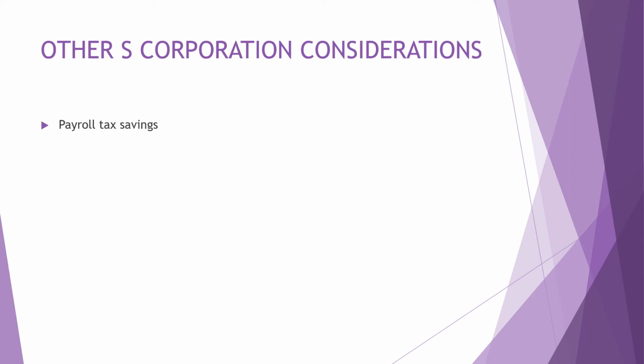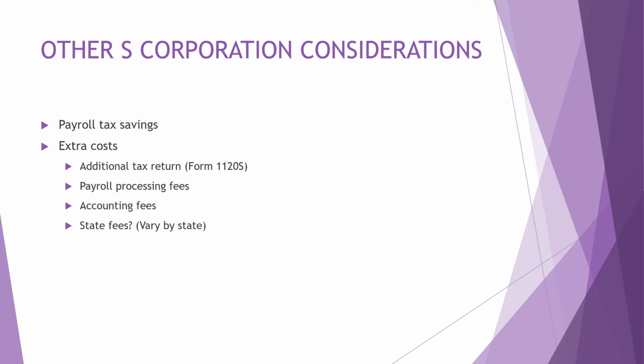So there are some other considerations I want to mention in deciding whether or not to become an S corporation. We've talked about the payroll tax savings. There are also some additional costs when you're an S corporation as compared to a Schedule C. An S corporation is going to have an additional annual tax return, a Form 1120S, whereas with your Schedule C, that just went directly on your Form 1040.